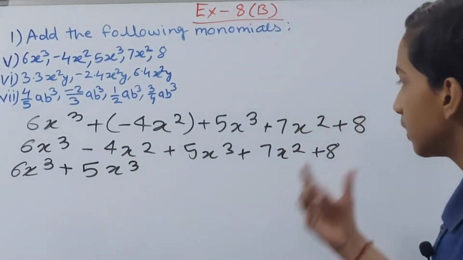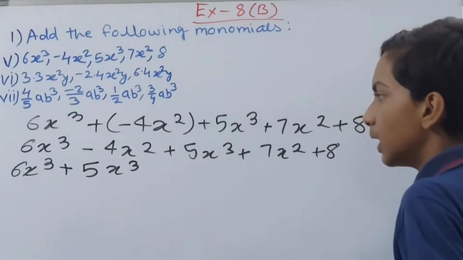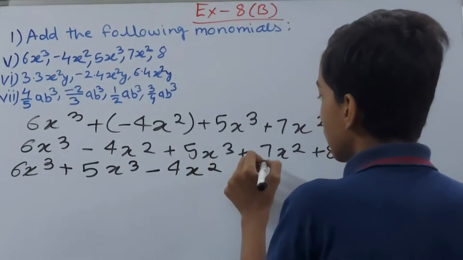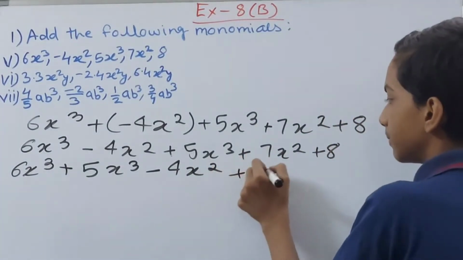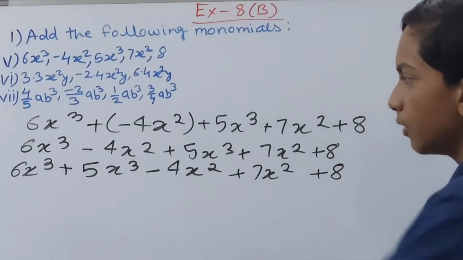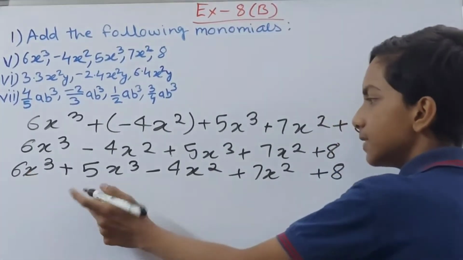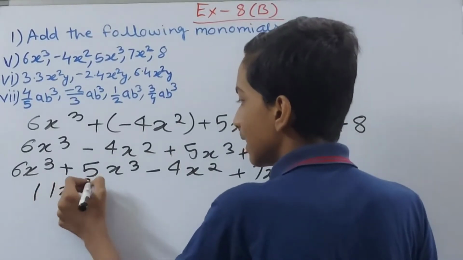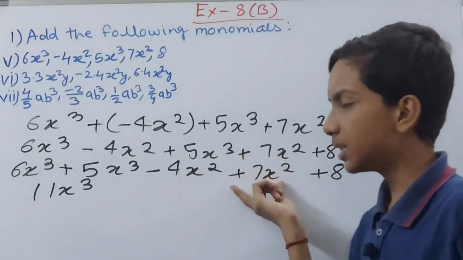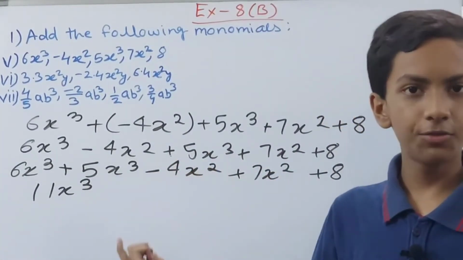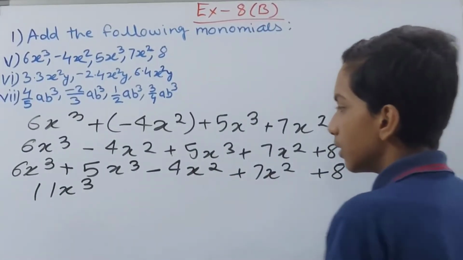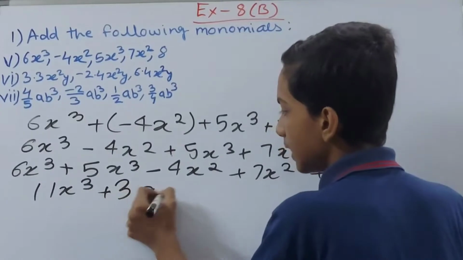Alright, now any other term? No, just these two terms. Now we have minus 4x square and plus 7x square in the last. Now when we solve all of this up, this becomes 11x cube, and then again you see minus 4 here and plus 7 here. So we find out their difference, that is plus 3, right? So you write that down here, plus 3x square.